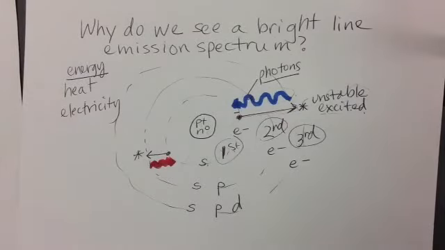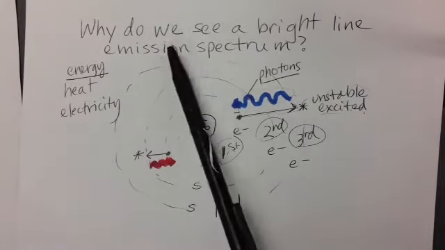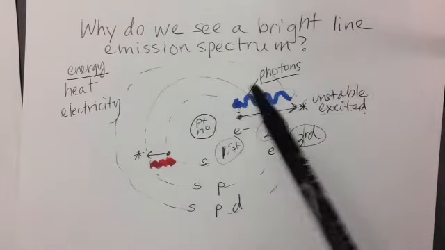We also saw various gas tubes that were put through electricity, and we looked through a spectroscope and were able to see bands of color that came from that gas tube when electricity went through it. So we're answering the question, why do we see a bright line emission spectrum?